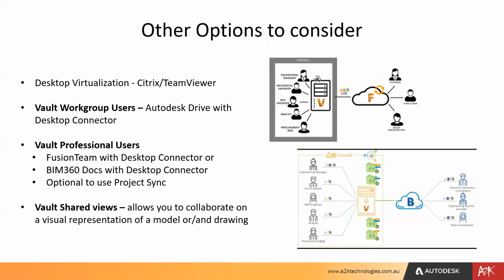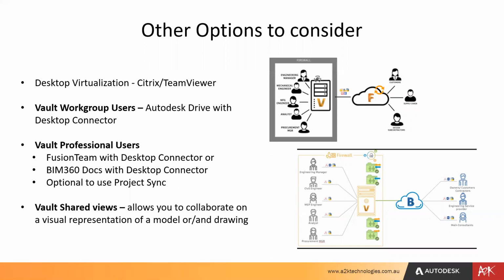For Vault Professional users, Vault is able to connect in a number of different ways to the Autodesk hubs, being through Fusion Team using the desktop connector, or BIM 360 Docs, again using the desktop connector. My colleague Jeff Geld is presenting a webinar in the next hour, and he'll be discussing the workflow of Fusion Team with desktop connector to be able to share Inventor files.